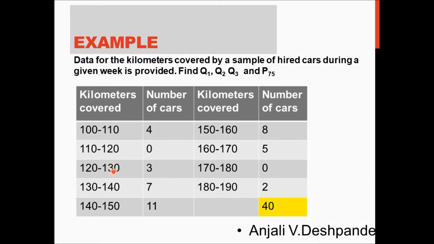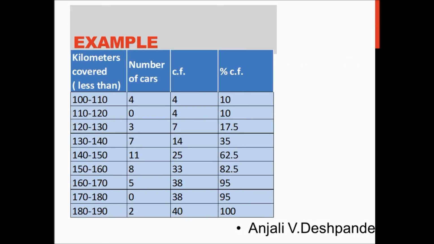We have the kilometers covered, then we have the number of cars, that is the frequency. The same table is continued over here, and this is the number of cars. Based upon our formula, we need to find out the CF, and also here we have found out the percentage CF. So this side we have the kilometers covered in the first column, the second column is the number of cars, then we have the cumulative frequency, and then the percentage cumulative frequency.